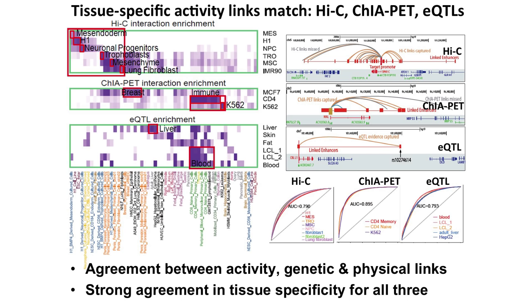This is how well you can predict Hi-C links across the genome for each of the matching tissues, and you see an AUC of about 0.79. And then for ChIA-PET and eQTLs, you see slightly higher performance, suggesting that, in fact, the activity-based linking that we're predicting based on these data sets is in very strong agreement with both the physical interactions from Hi-C and ChIA-PET, as well as the genetic interactions from eQTLs. And you also see here that it's extremely cell type specific. Depending on where these data sets were measured, you can see that different links light up.